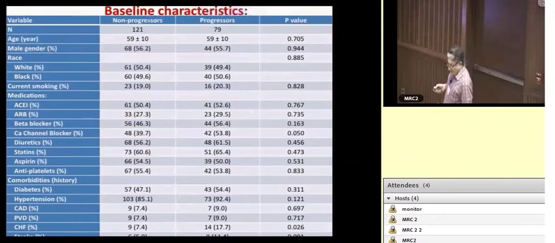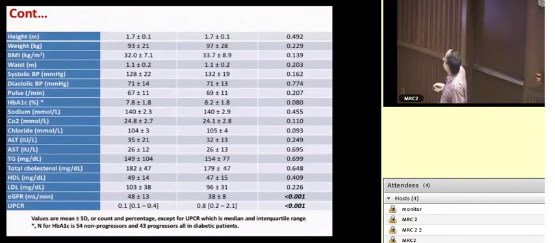So this is the clinical data of the same patients. 121 patients remained non-progressed. We identified 79 progressors that progressed to end-stage kidney disease, and these are the background variables. And as you can see, the background variables are fairly balanced between non-progressors and progressors as we tried to do a good job with matching. This is the rest of the clinical background variables, and still, again, you would see non-significant p-values, suggesting that overall the cases and controls were identical, except for their outcome.